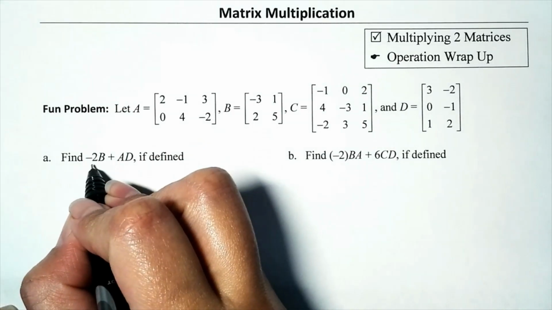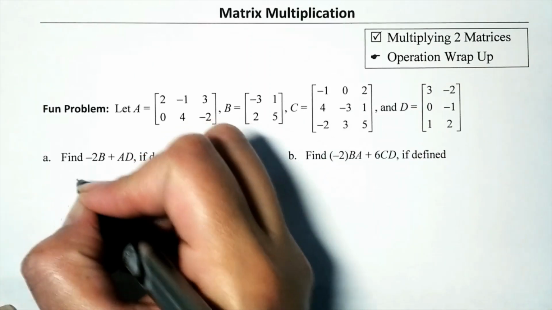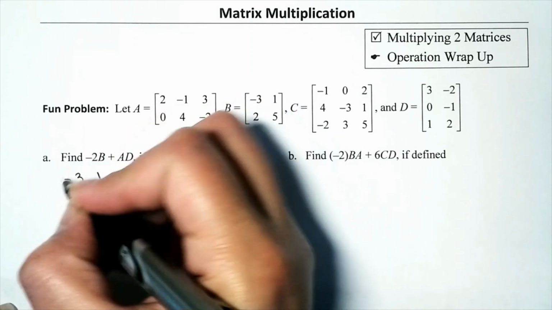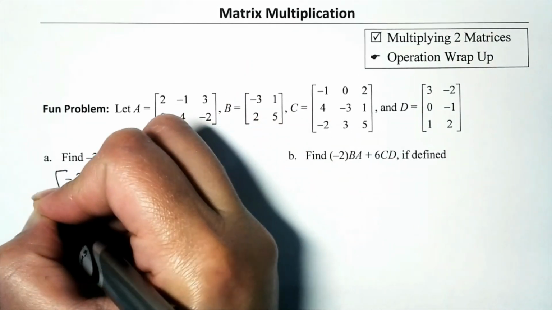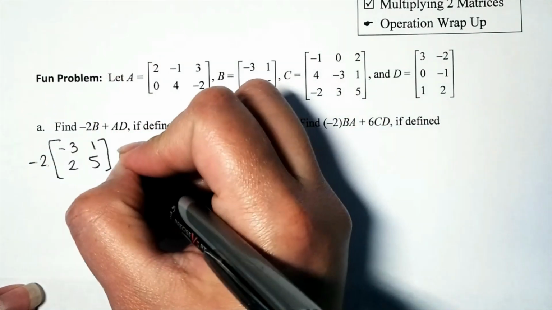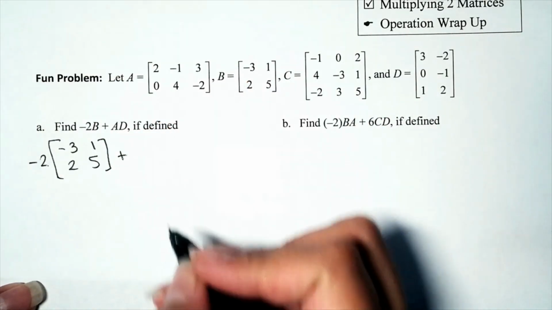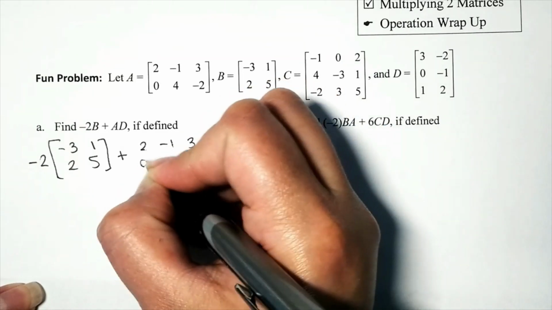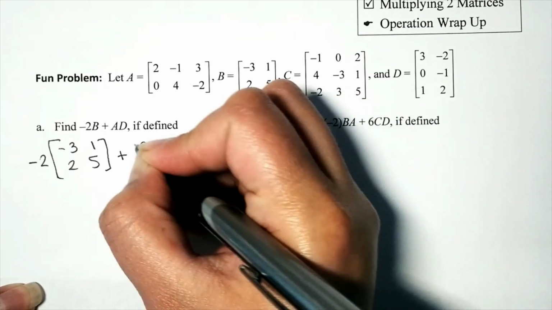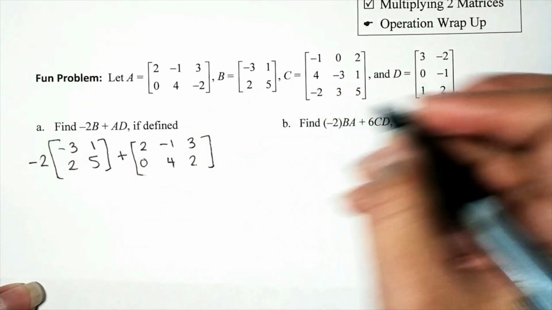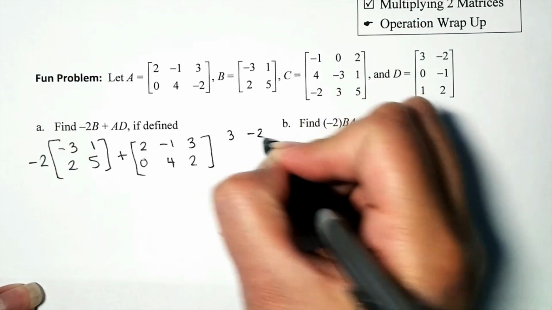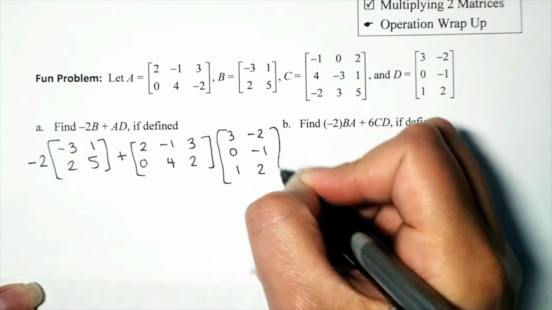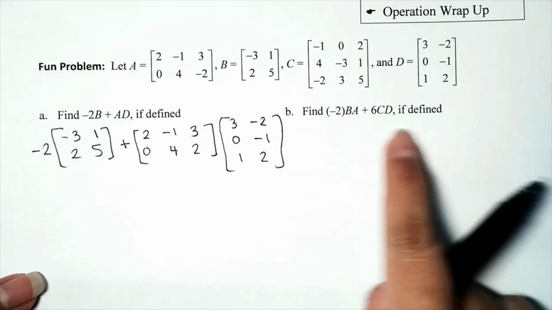So we have negative 2 times matrix B. Let me go ahead and write matrix B first. So we have negative 3, 1, 2, 5. And we are asked to multiply it by negative 2, and then we're going to add to it the product of A and D. So A is given by 2, negative 1, 3, 0, 4, 2, and then D is given by 3, negative 2, 0, negative 1, 1, 2. Perfect.